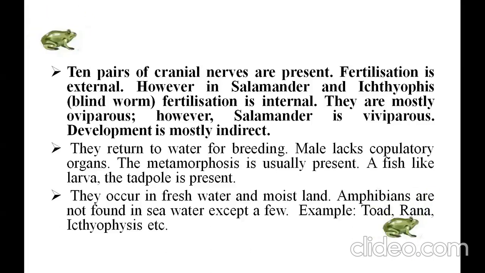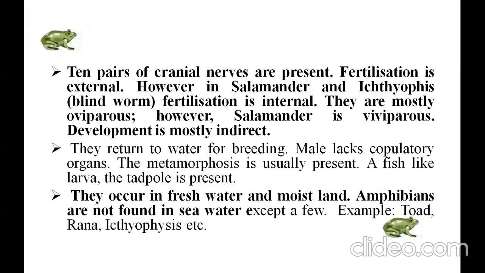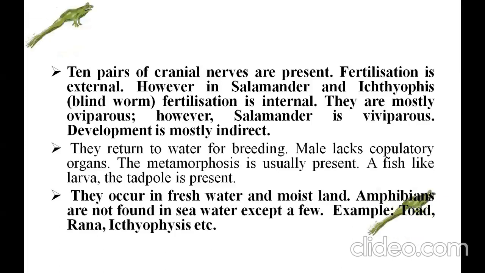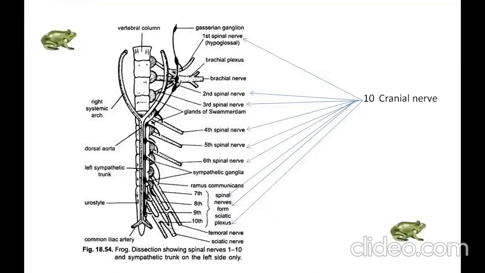We already mentioned that they have the tadpole stage, and they occur in fresh water and in moist land. That is, amphibians are usually found in freshwater and moist land. Mostly amphibians are not found in seawater or marine water, except a few. Common examples are toad, Rana, Ichthyophis, etc.